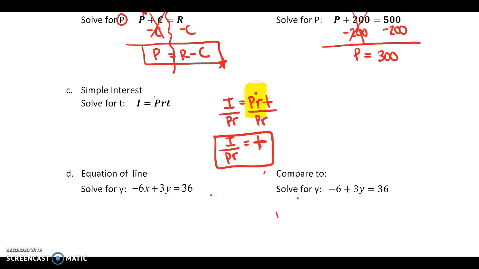So if I divide by P and R, the P's cancel and the R's cancel, so you'll just be left with T. Whatever you do to one side, you need to do to the other. So I have I divided by PR, and that's going to be your final equation. Again, there's a lot of variables, and it's not necessarily pretty, and that's okay. You should have an equation at the end.